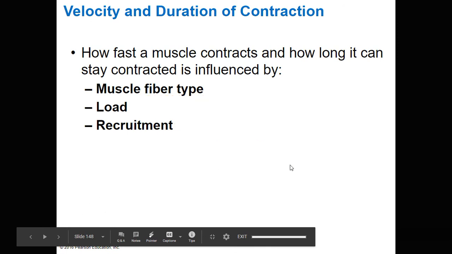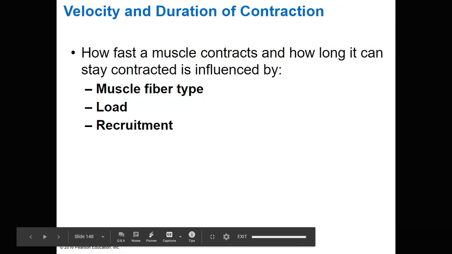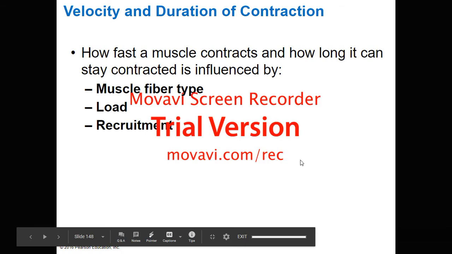All right, so how fast a muscle contracts and how long it can stay contracted is influenced by the muscle fiber type, the load and recruitment, and we're going to talk about muscle fiber types. Okay, and we're also going to talk about how load and recruitment play a part, but the muscle fiber type is very important, as there are certain fibers that are for endurance and certain fiber types that are better suited to a short burst of energy.